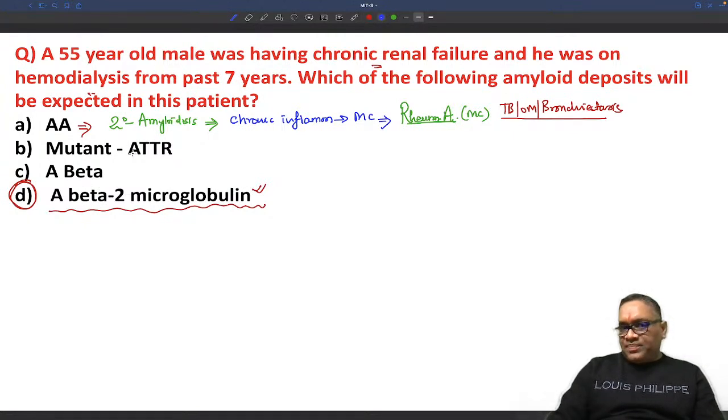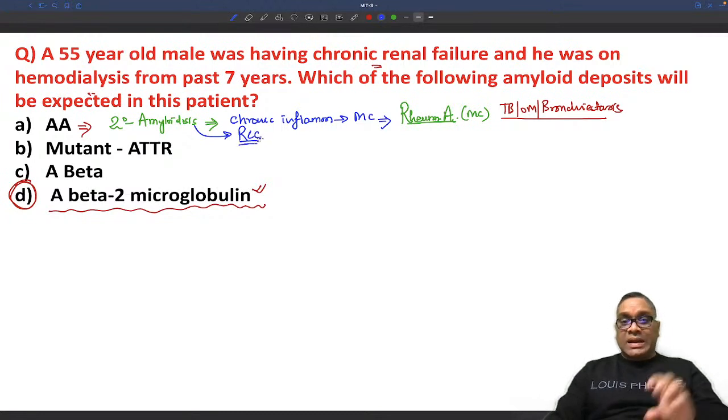And this AA type of amyloidosis, which is secondary amyloidosis, will also be seen in renal cell carcinoma. So that is a very, very important point, right? This is also seen in renal cell carcinoma, because kidney should not always be confused with hemodialysis. See, history is very important. See the question, see the language.